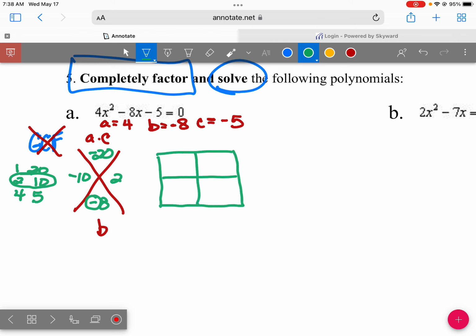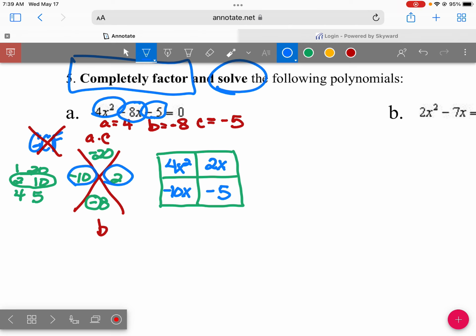First term goes in the first part of the box, so that's 4x squared. Last term with its sign, -5, goes in the last box. And the 2 in the middle go in the diagonal, and they add to give me the -8x. So I need to add an x here. -10x plus 2x gives me that -8x for the middle term.